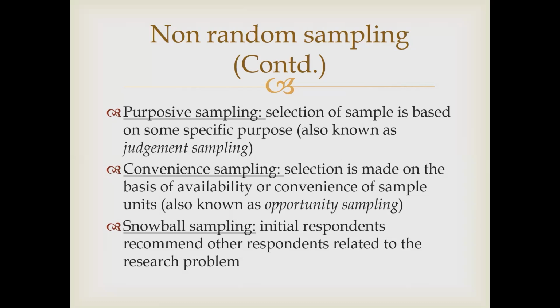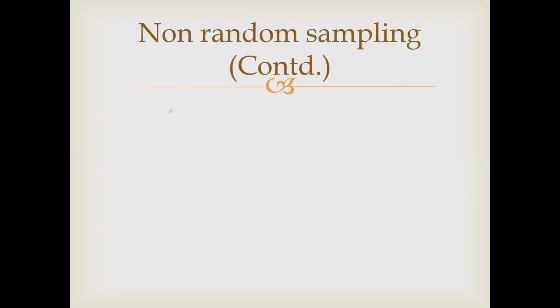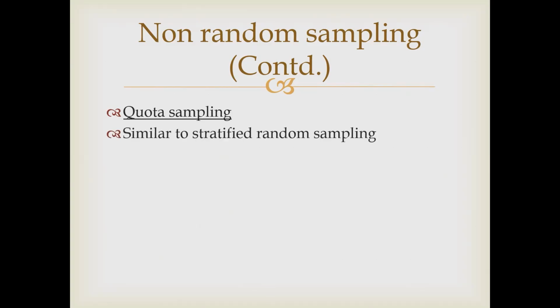In certain studies, only this method can be applied for sampling. So we are studying the methods of non-random sampling. And the last one is quota sampling. It is similar to stratified random sampling in the case of random sampling. We have studied stratified random sampling earlier.